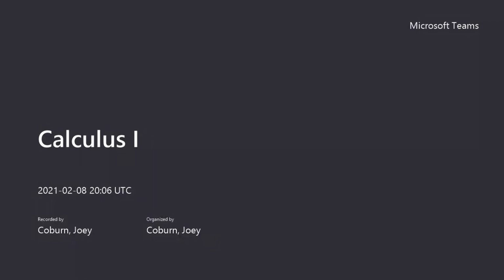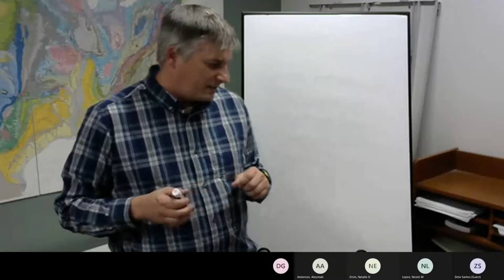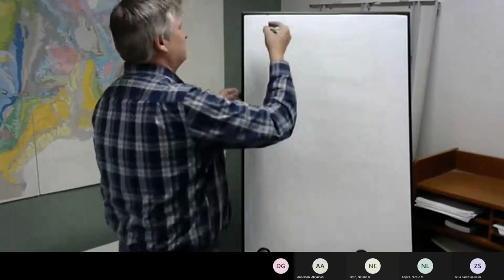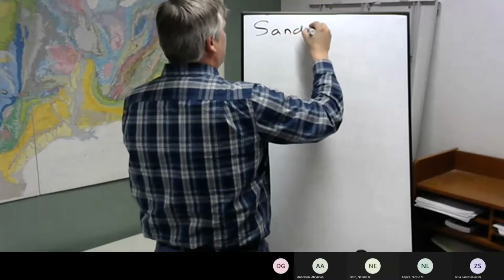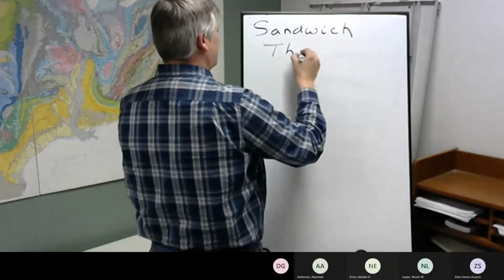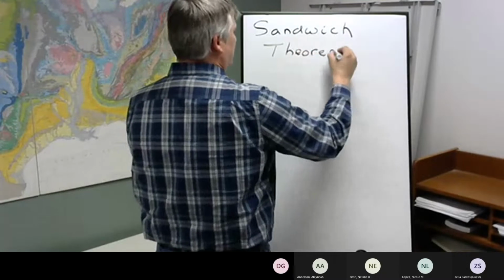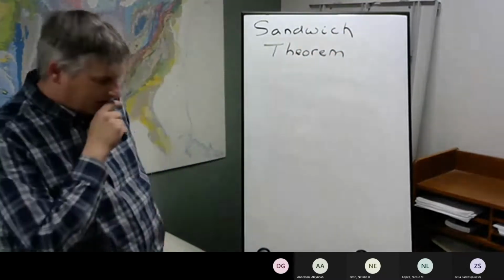So the last bit of section 2.2, let me just make sure it's recording. Okay, it's recording. The last bit was section 2.2. It's this thing called the sandwich theorem, and it's just another way of figuring out a limit.